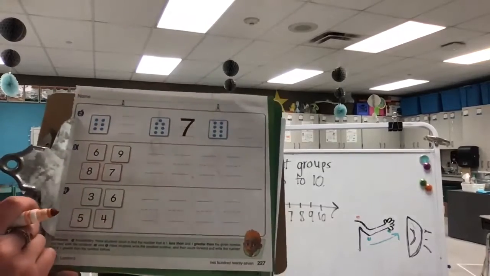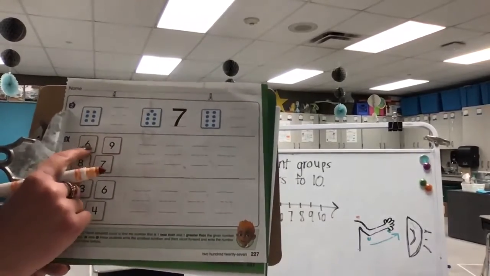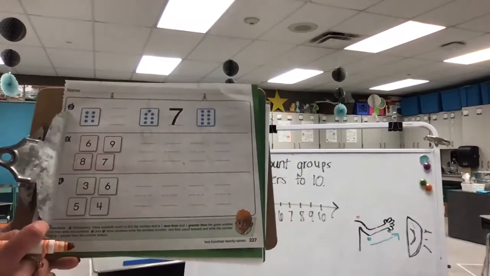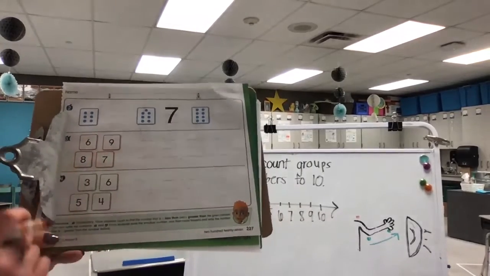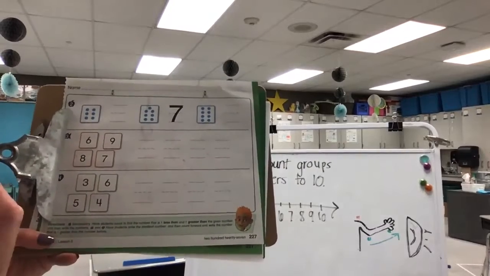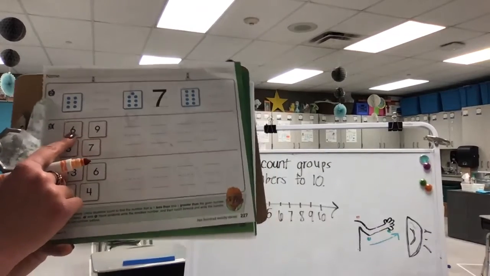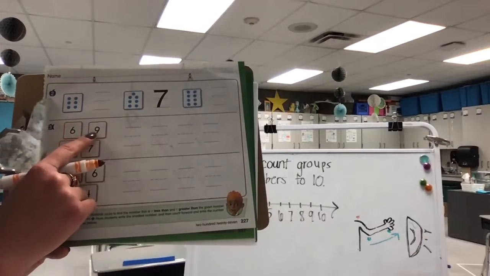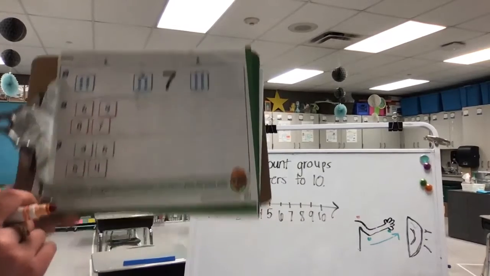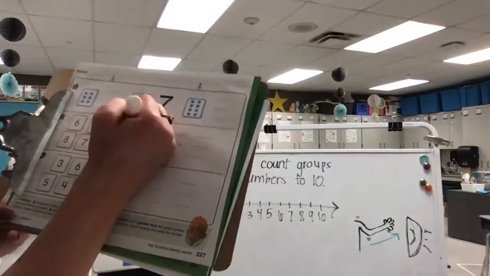Write that here. Then in this row, you're going to look at your numbers. We have 6, 9, 8, and 7. You're going to write the number that is the smallest. Which one should we write first? Which one of these numbers do we say first when we count? Do we count and say 6, 9, 7, or 8 first? On our number line, the 6 comes first. So go ahead and write your 6.